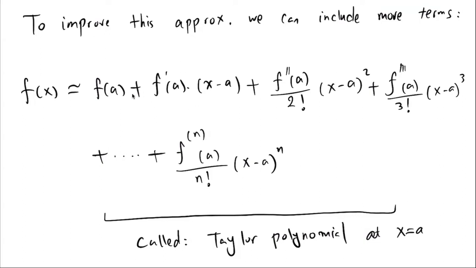So we could write it this way: f of x approximated by f of a plus f prime of a times x minus a. So this part here is the formula we saw above for the linear approximation. And then this is the quadratic term that we can add to improve the approximation. And then this is the cubic term, and so on until we get the nth degree polynomial. So this whole expression is called the Taylor polynomial of degree n at x equals a.